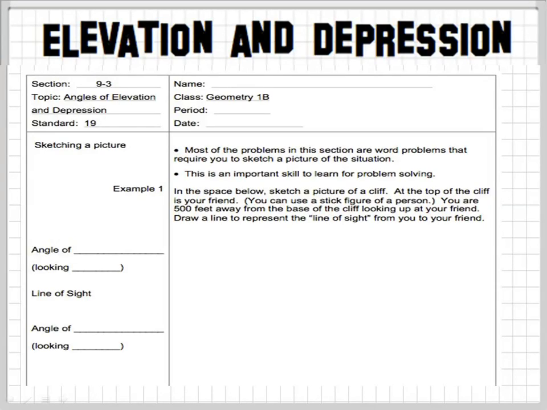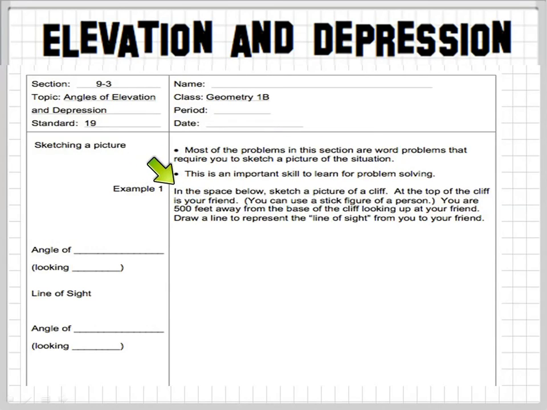Okay, most problems in this section that concern elevation and depression are going to be word problems, okay? And one of the biggest helps that you can do is to draw a picture. It kind of helps you see what's going on. This is an important skill to learn in problem solving: when you approach a problem, knowing which tools to use. And in this case, one of the tools you should be able to use is drawing a picture based on what it tells you.